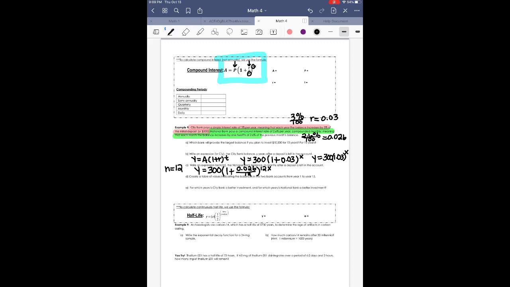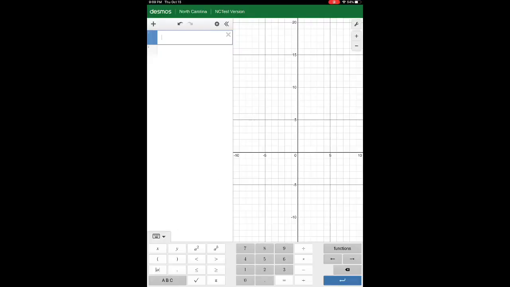Now, the problem itself asked me to compare 10 years and 15 years. Okay? So we're going to use both of these formulas. We're going to use this formula for the Citibank, and we're going to use this formula for the National Bank, and we're going to compare 10 and 15. Okay? So I'm just going to plug it directly in and kind of look at it. So I have 300 times 1.03, and we're raising that to 10 years.